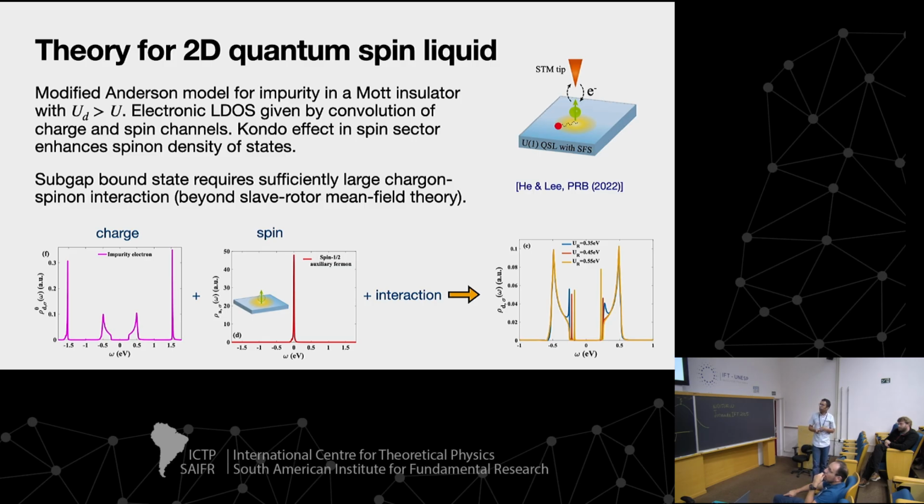And basically it requires two things. It's important that you have a Kondo resonance in the spin sector in terms of the spin-on spectral function to enhance the density of states at low energies, but also you need this very strong spin charge interaction, which is beyond usual mean field approximations.